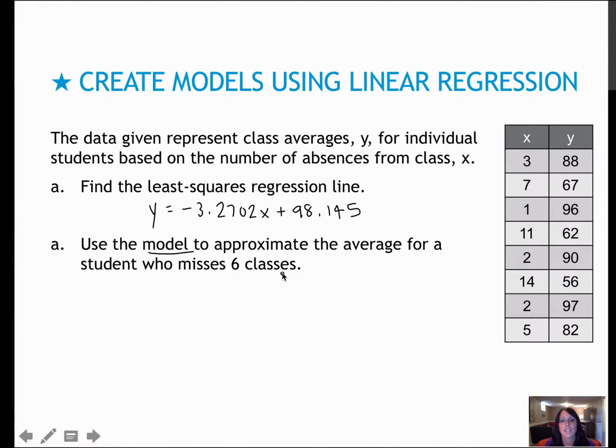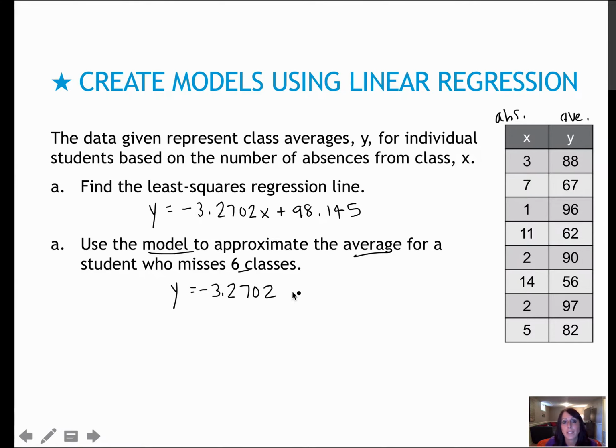Now I'm going to use that model to approximate the average for a student who misses 6 classes. So my X here is number of absences from class, and the Y is the class average. So they're asking me to find the average, so I'm finding Y when X is 6. So notice there's no 6 on here, and even if there was, I couldn't use it because I have to use my model.